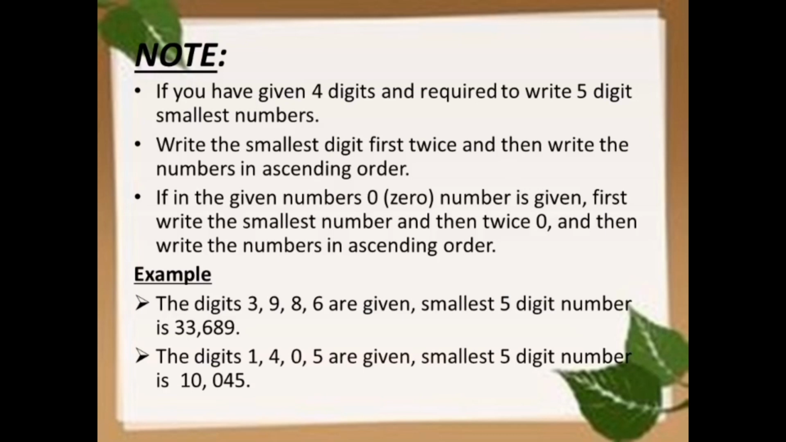And in the second example, the digits 1, 4, 0, 5 are given. Here 4 digits are given to you and you have to make a smallest 5-digit number. So in this case, first of all write down the smallest number, and here the smallest number is 1. Okay, after writing 1, you have to repeat 0 2 times, and then you will write the remaining digits in ascending order, and on doing so you will get 10,045 as the smallest 5-digit number. Hopefully it is clear to you.